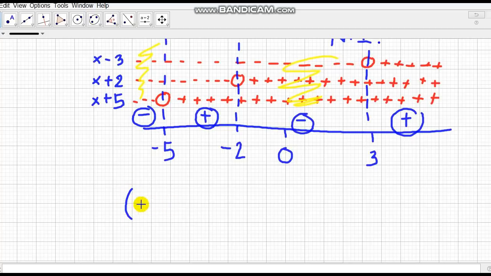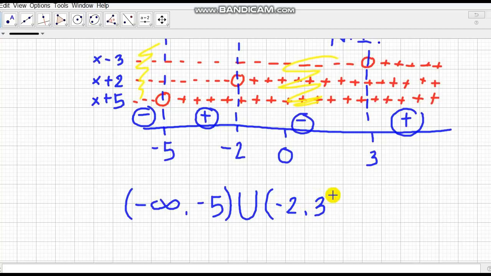So our solution set would be negative infinity up to negative 5, parenthesis, union negative 2 to 3. Both are in parentheses. So that's how we solve rational inequalities. I hope you learned a lot today, and thank you guys for watching.